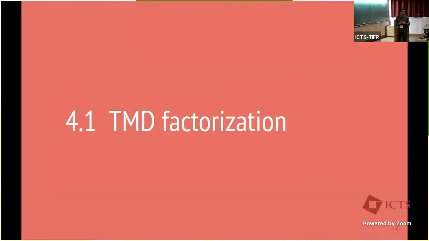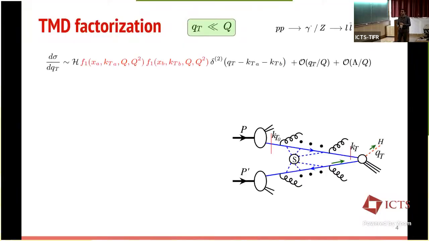So let's start with the first one, TMD factorization. TMD factorization is the baseline for doing phenomenology because it's a theorem, or a set of theorems, that allows one to connect an observable, like the cross-section differential with respect to a certain transverse momentum QT, for a process like Drell-Yan. So you have PP with an intermediate gamma or Z, and you have two leptons in the final state, lepton and anti-lepton.